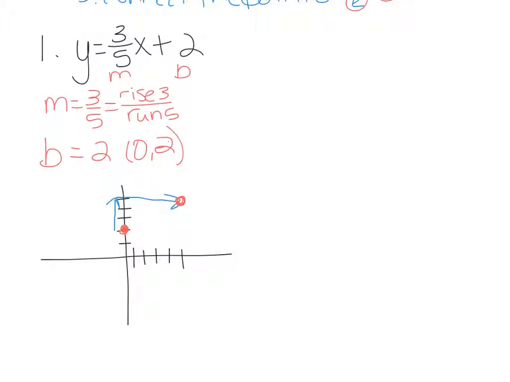Okay, so rise 3, run 5, plot your second point, and then don't forget the last one says we're going to connect our points. Make sure to include our arrows. And there's our line.